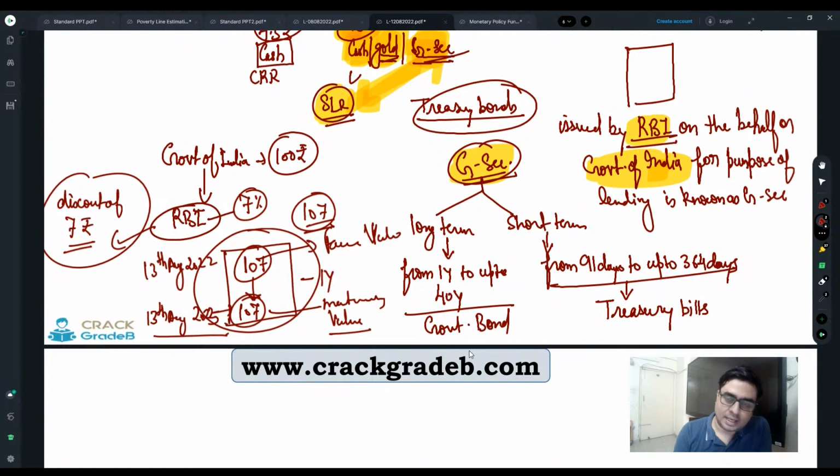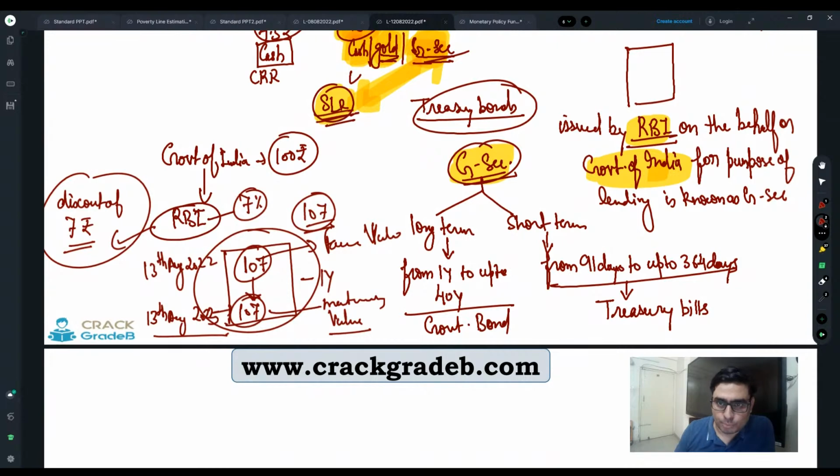Then RBI said that I am ready to offer this paper at a discount. Discount of how much? 7. Then all the banks started saying give it to me, give it to me, give it to me, because every bank has to maintain their SLR, and every bank wants to maintain this SLR in terms of government securities.